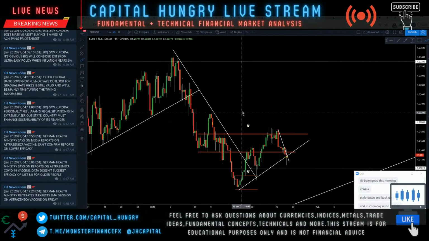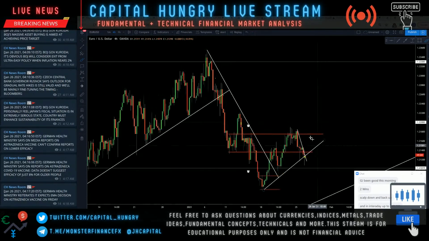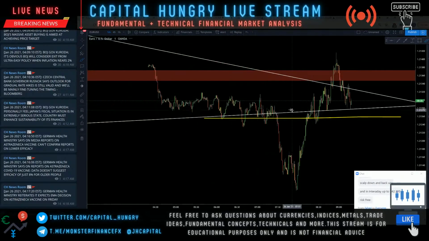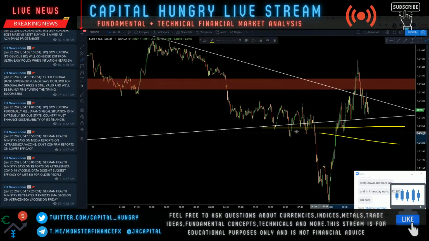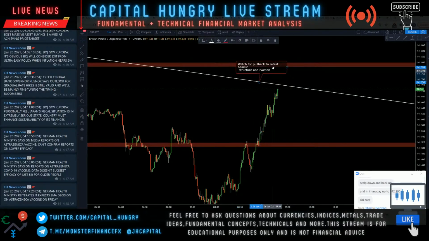EU, we're just watching some of these higher time frame levels, but we're just zoomed in here in the lower time frame looking for potential trades here. GJ finally coming right to the reaction point. Still below 0.800.